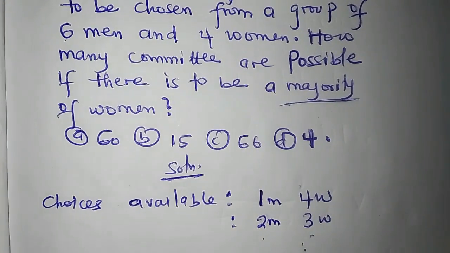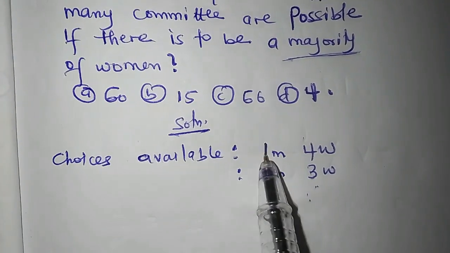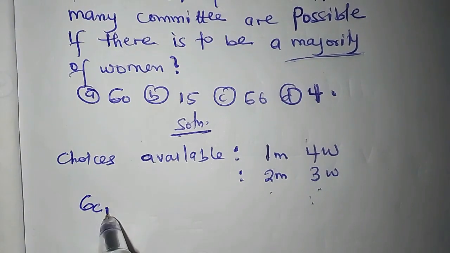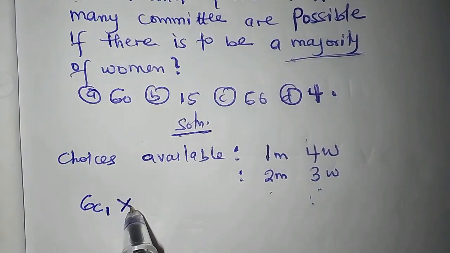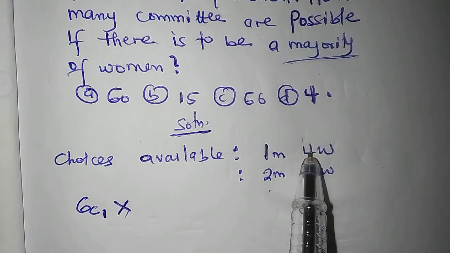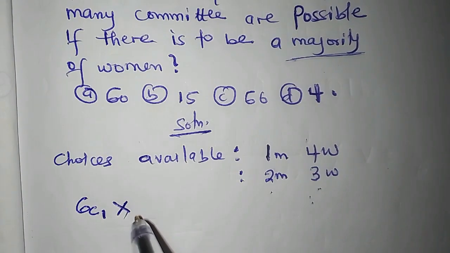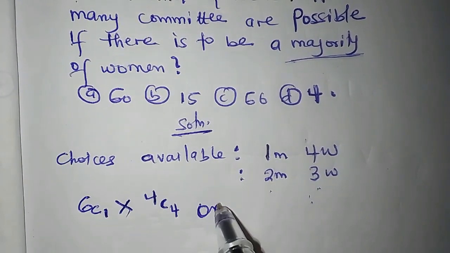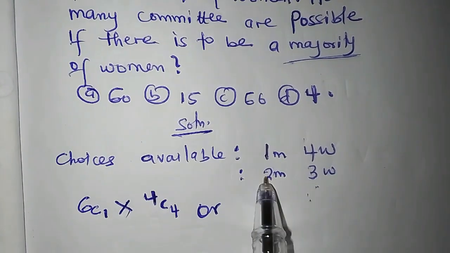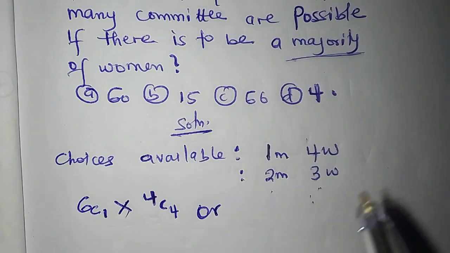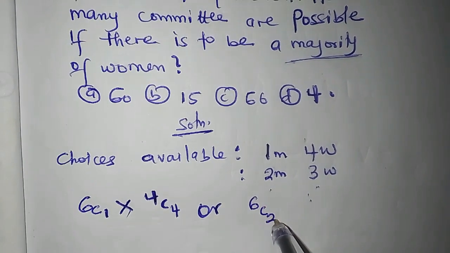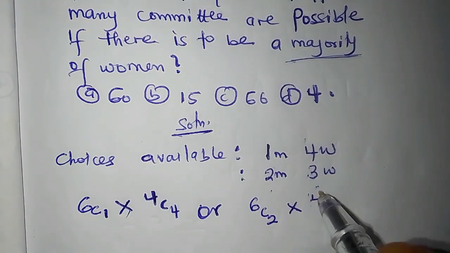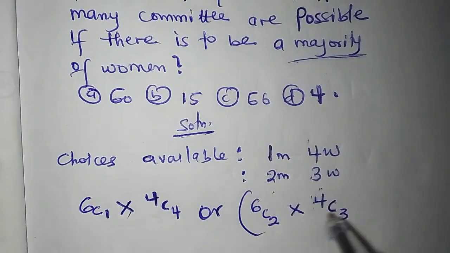So let's write that mathematically. Mathematically, I am choosing 1 man from 6 men. That will be 6 combination 1, times choose 4 women from 4 women. That's 4 combination 4. Or we said that the other choice is choose 2 men from 6 men. That's 6 combination 2. And choose 3 women from 4 women. That's 4 combination 3. So these are the choices.